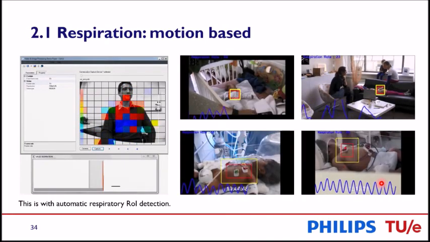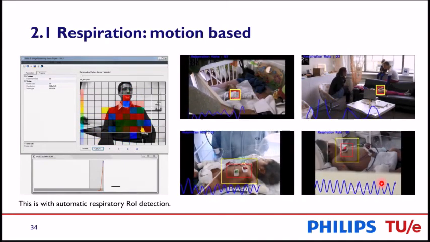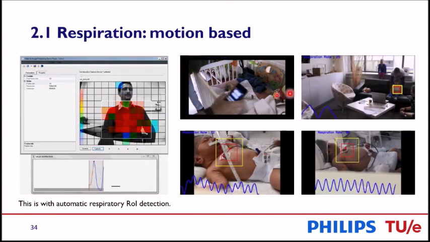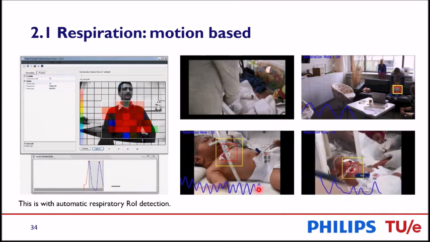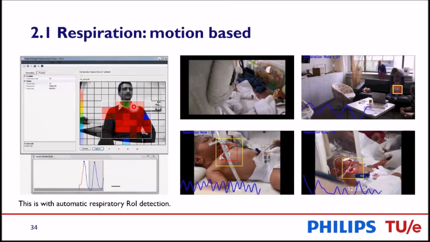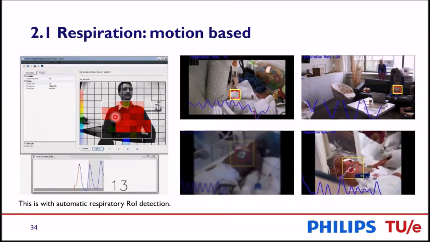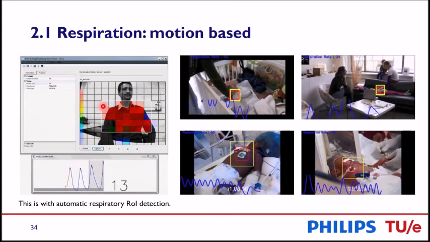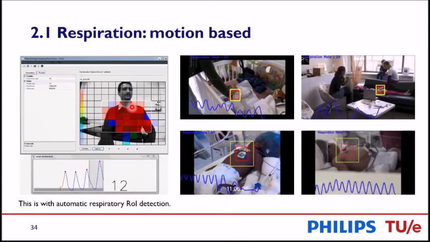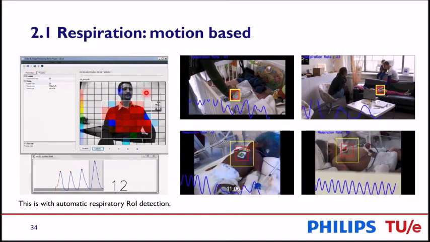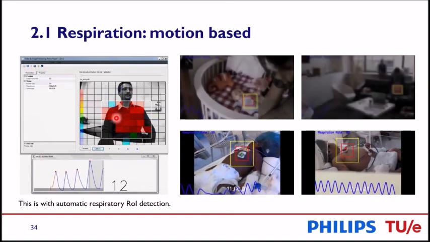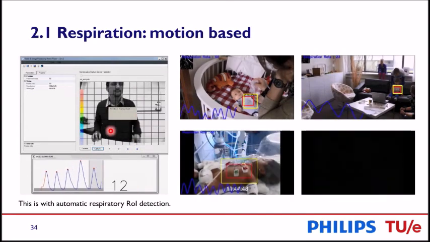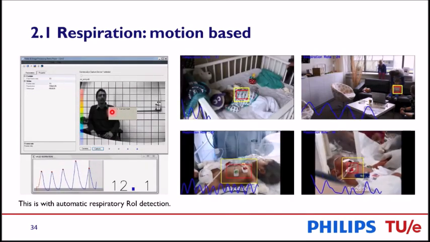And here's an example of motion-based respiration. These are measurements of babies in home-based monitoring and also in the neonatal care unit. And here is an example on adult subjects. And here we used automatic respiratory ROI detection. For example, we cut the full video into different blocks, and for each block, we estimate the respiratory motion and select the ROIs that contain the strongest signal.